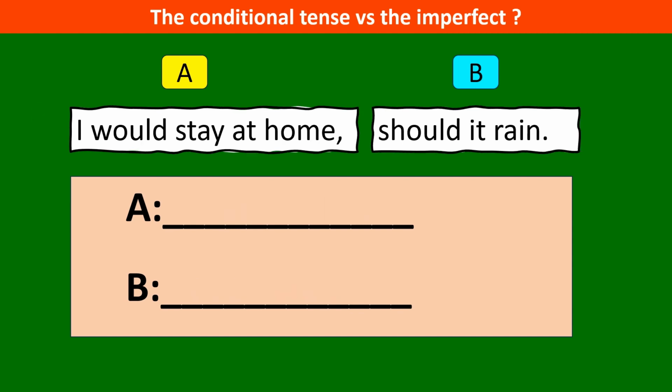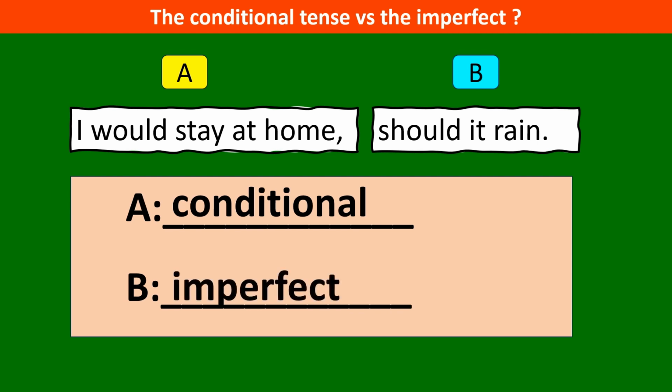Another example, this time with the word "if" absent. So let's have a look at the sentence. I would stay at home should it rain. The condition for me to stay at home is that it should rain. So A is going to be the conditional, depending on the condition, and the condition is going to be B, therefore the imperfect.